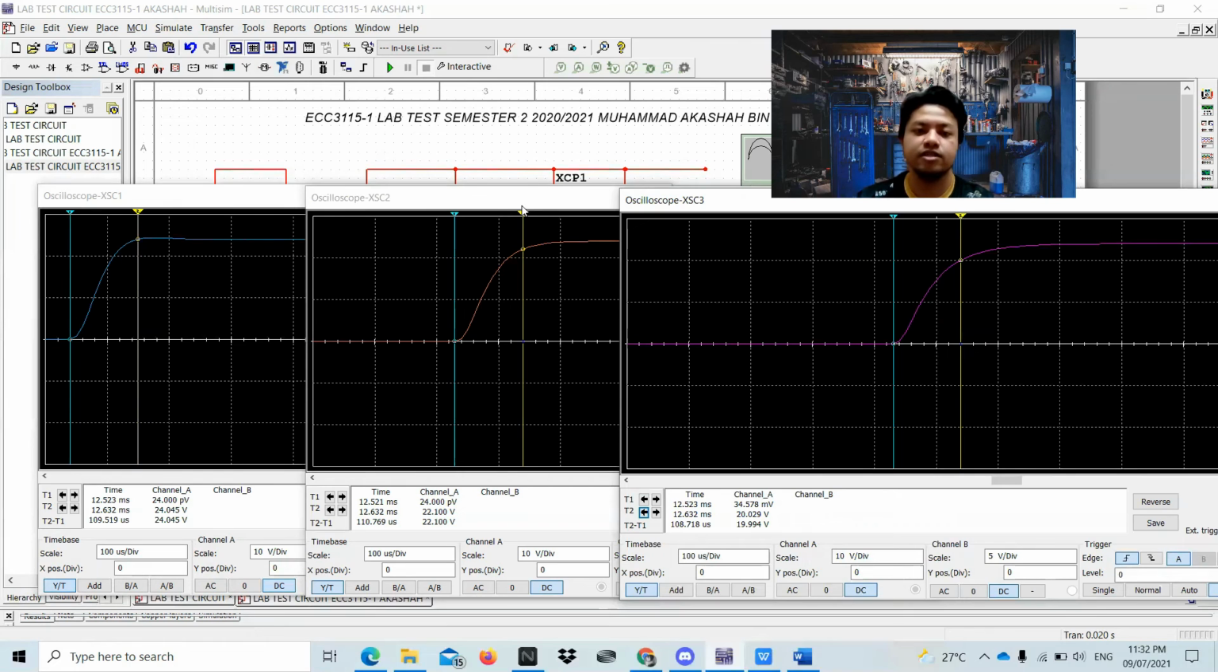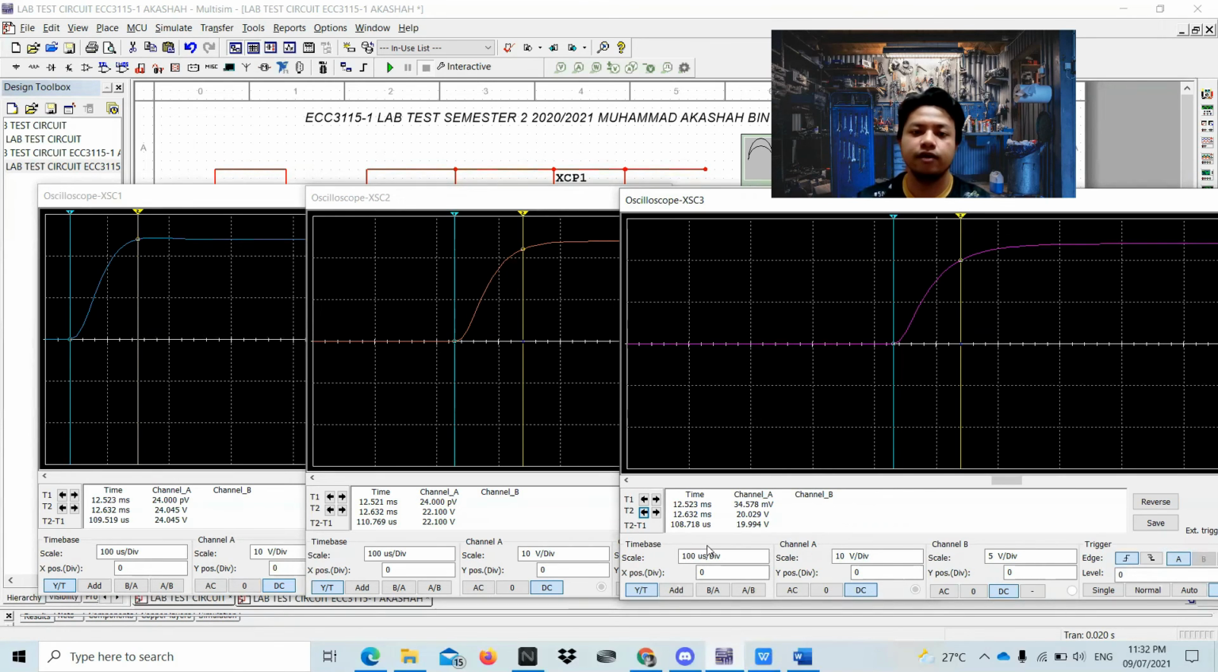So from the simulation itself, I can conclude that 625 is the underdamped, where it exceeds and overshooting occurs, and the 500 ohm resistor is the critically damped, which is the middle between the underdamped and the overdamped. And the last part is the 400 ohm resistor, which is the overdamped.